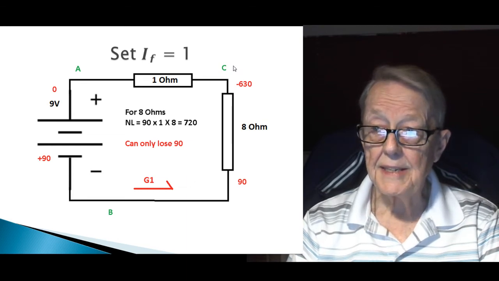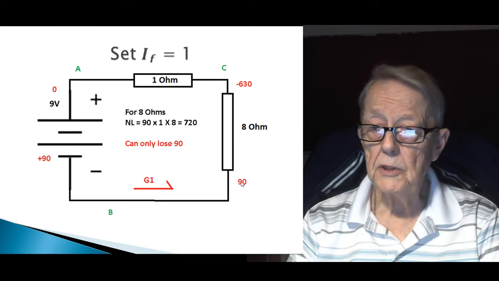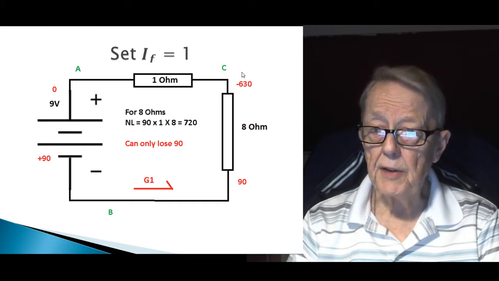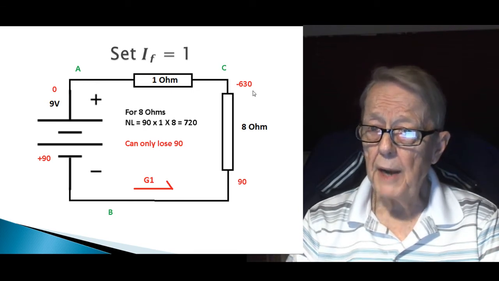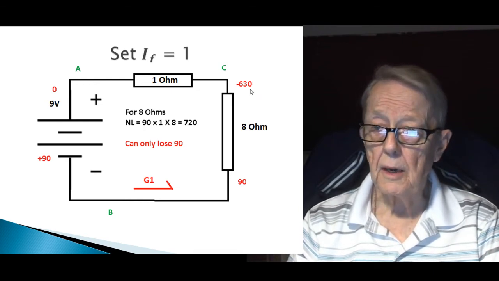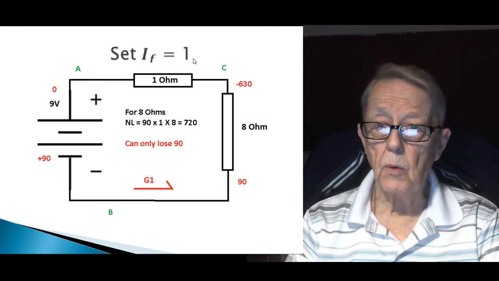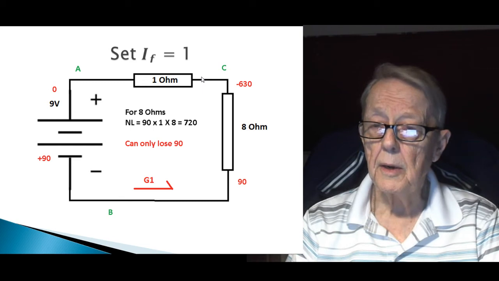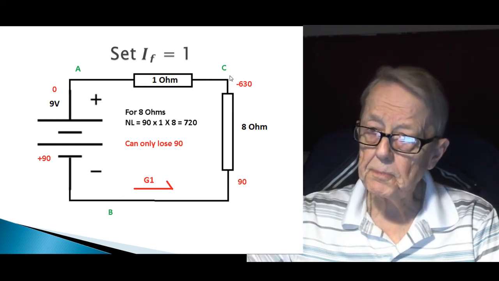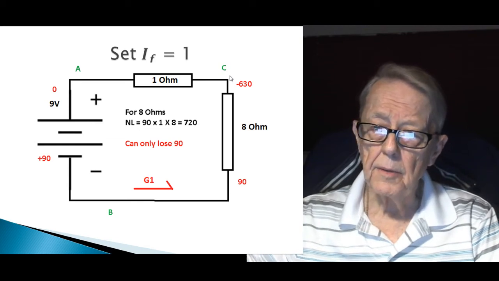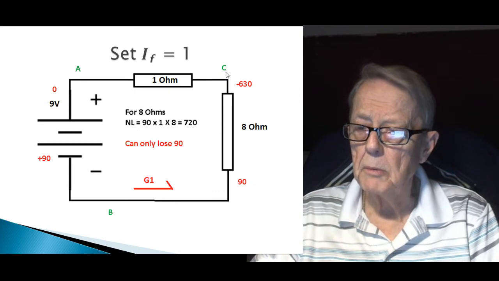That can't happen. That's impossible. You can't lose 720 and end up with a minus number coming out. There's no physical way for this to be true. So 1 doesn't work. By the way, here's a problem with negative numbers. This is a perfect example of the problems you have.